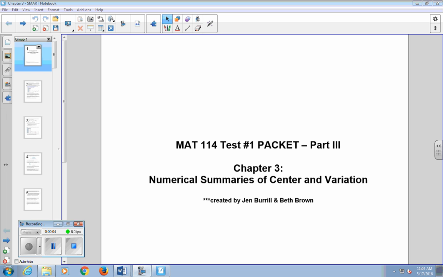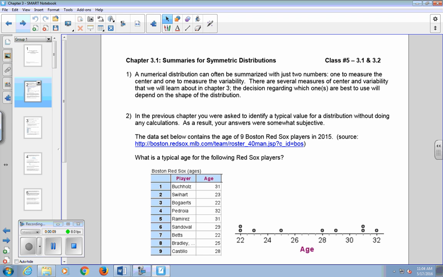Today we are starting Chapter 3, Numerical Summaries of Center and Variation. We'll be looking at Section 3.1, Summaries for Symmetric Distributions. A numerical distribution can often be summarized with just two numbers, one to measure our center and one to measure our variability. There are several measures of center and variability that we'll learn about in this chapter, and the decision regarding which ones are best to use will depend on the shape of the distribution, and that is our responsibility as statisticians to make this decision.